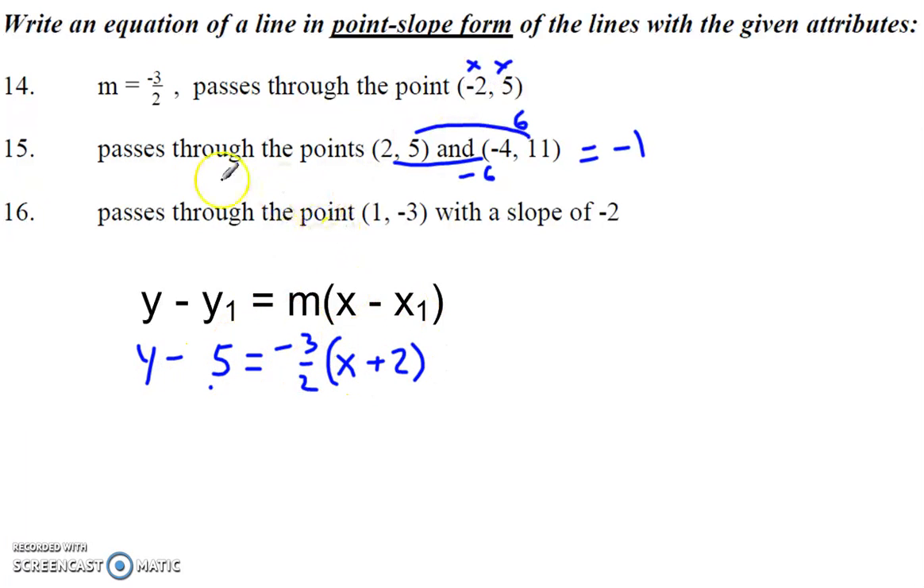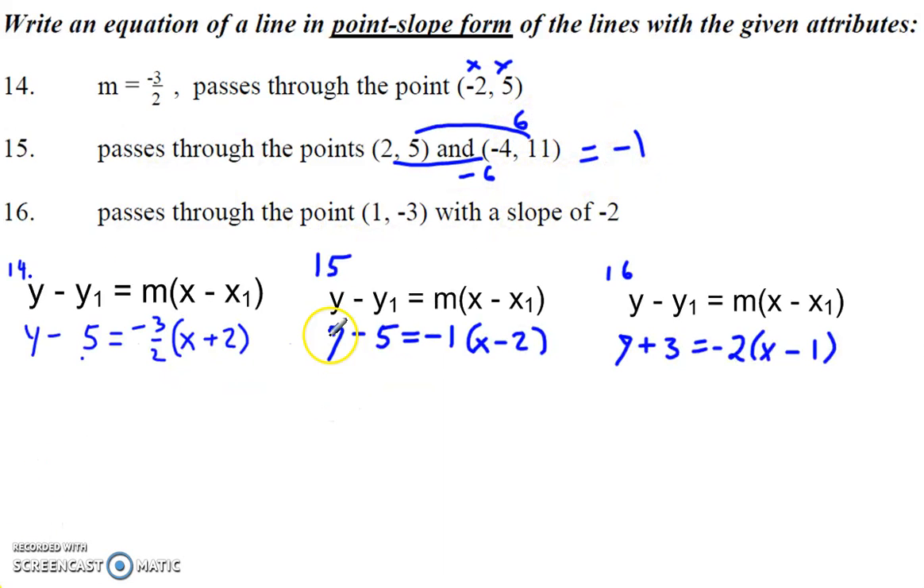And that's it. Then this one we had to find the slope. So from 5 to 11 is plus 6. From 2 to negative 4 is minus 6. So that simplifies down to negative 1. Alright, and here's 15 and 16. Remember, when you have a negative coordinate, to change the negative to a plus.